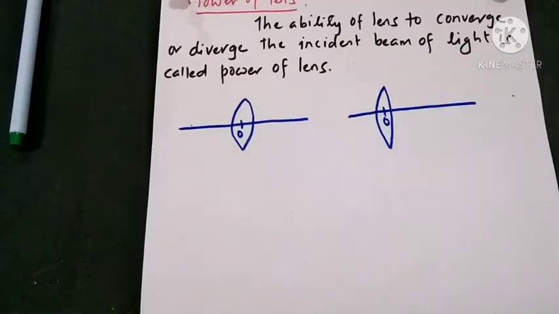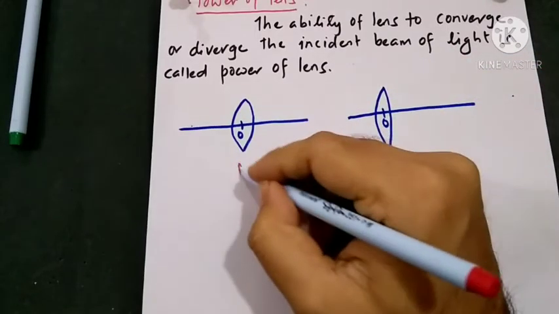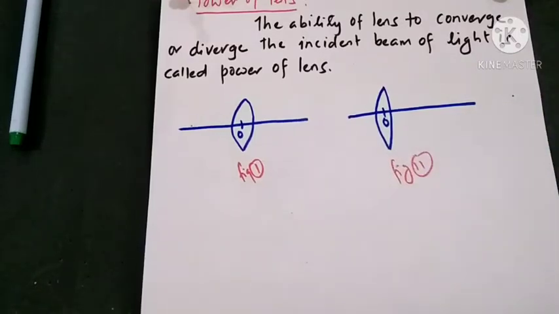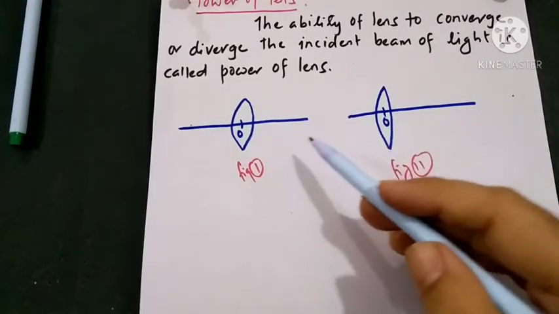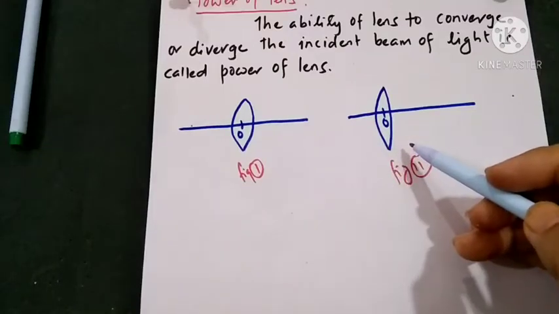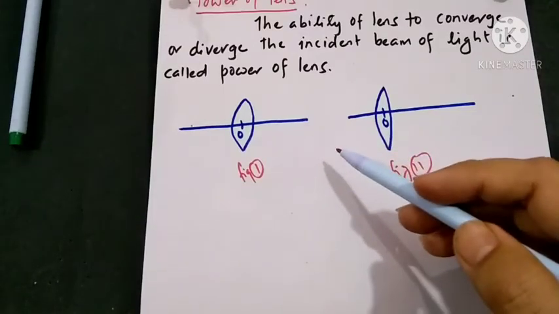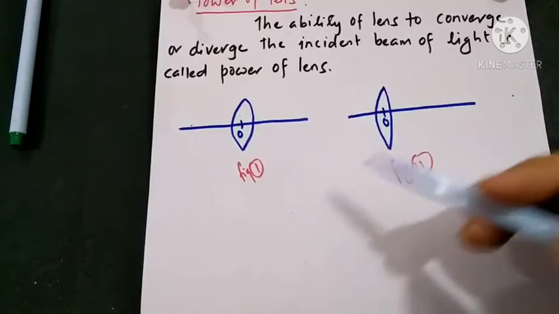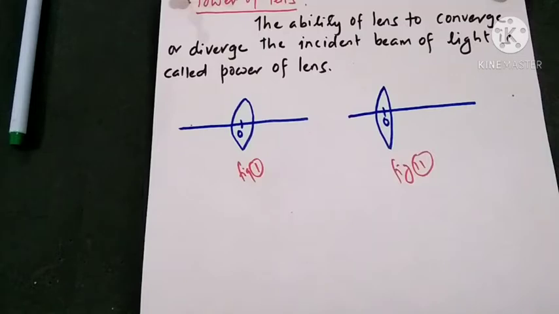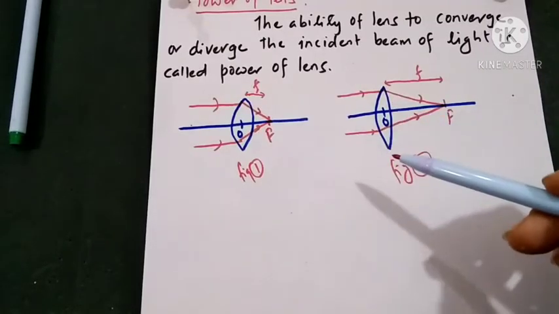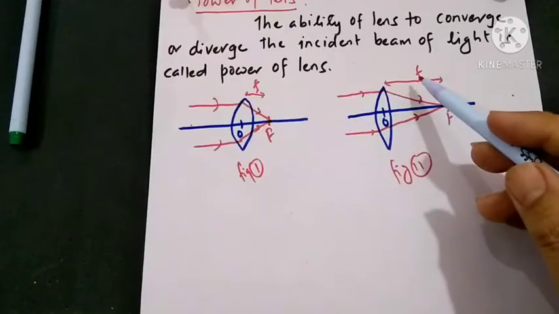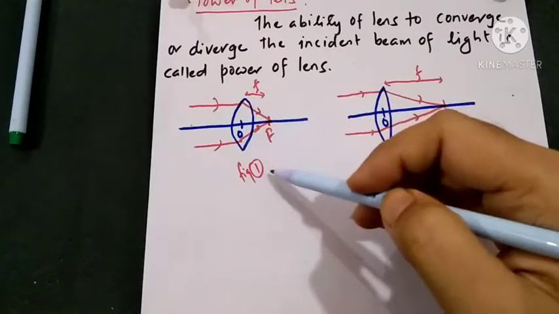This is figure 1 and this is figure 2. Both the lenses have a tendency to converge. Among these lenses, which lens can converge light rays more? This is the question. Let's draw the ray diagram for both of these lenses. See, this is the ray diagram for both of the convex lenses. This is the focus, optical center, focal length, and this is the focal length for figure 1.